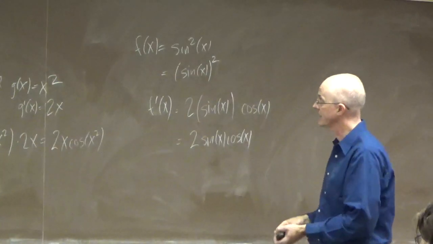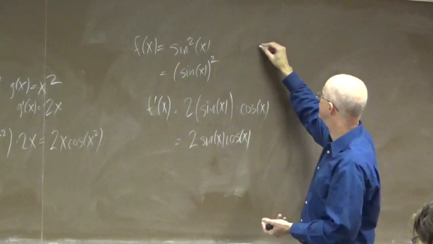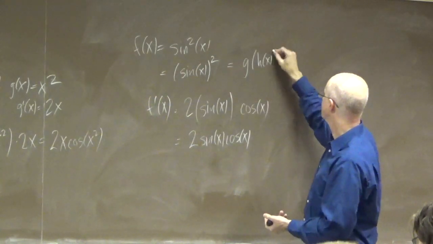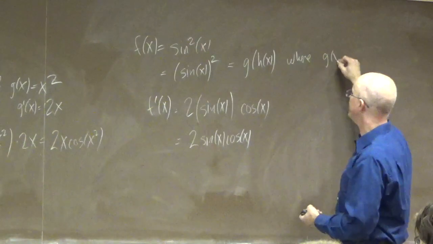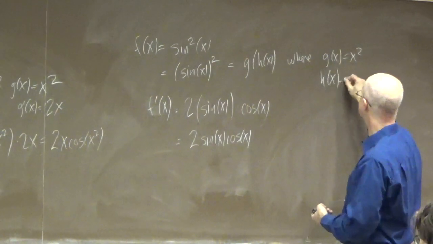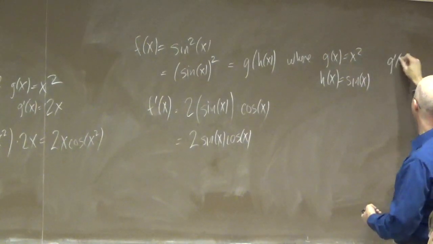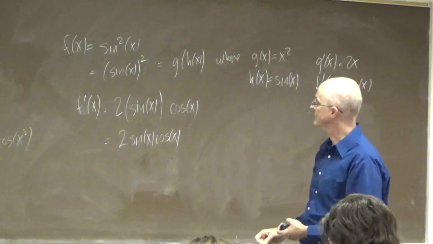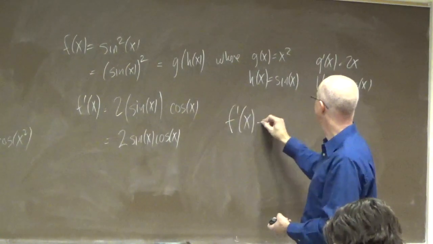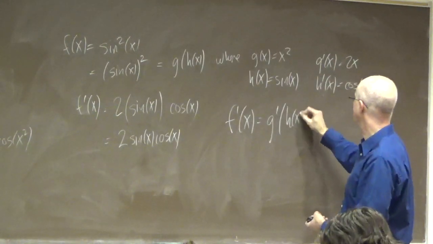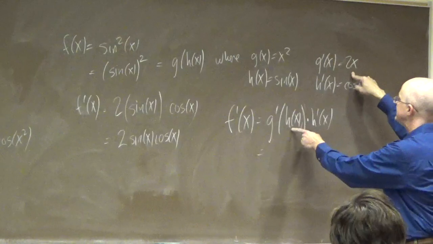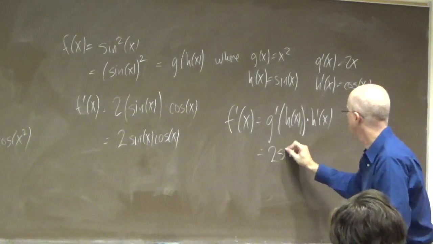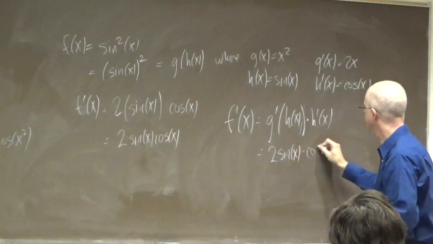If you want to be more careful about it, if you're feeling unsure, you could use the letters g and h over here. You could say this is g of h of x. So I'm switching around the roles of these function names, where g of x is the outside function, that's x squared. h of x is the inside function, that's sine of x. g prime of x is 2x. h prime of x is cos x. The chain rule says f prime of x would be the derivative of the outside function, plug in the inside function, times the derivative of the inside function. g prime is 2x. Replace its input with h of x, which is sine x, times h prime, which is cosine. Okay?